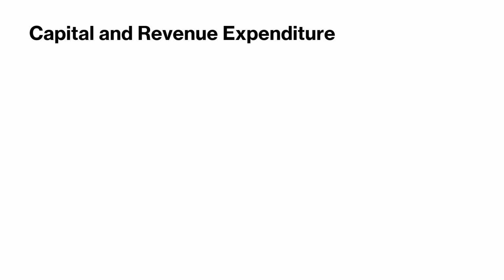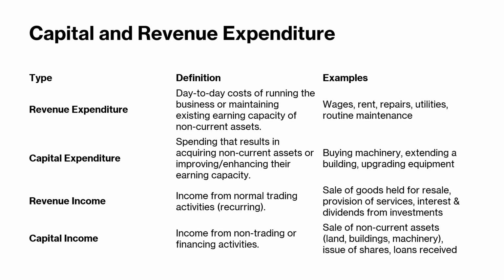Capital and revenue expenditure. So, here are the definitions and examples of it. You can quickly read through them. Revenue expenditure is day-to-day costs running the business: wages, rent, repairs, etc. Capital expenditure is spending that results in acquiring non-current assets or improving, enhancing their earning capacity, for example, upgrading equipment, buying machinery so that it can continue running and continue producing and manufacturing the product.